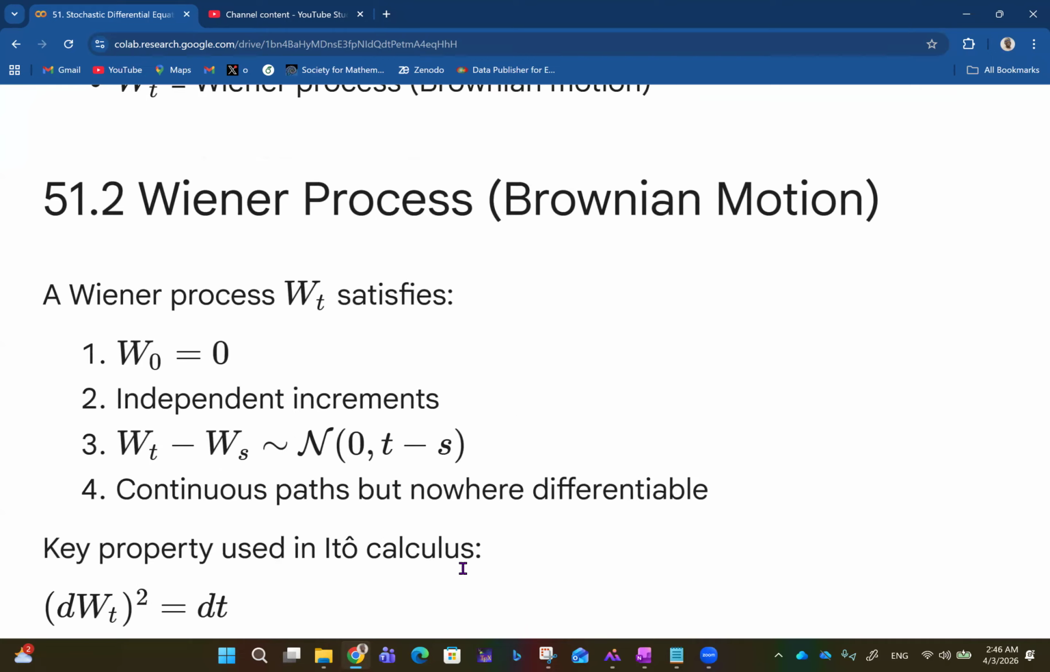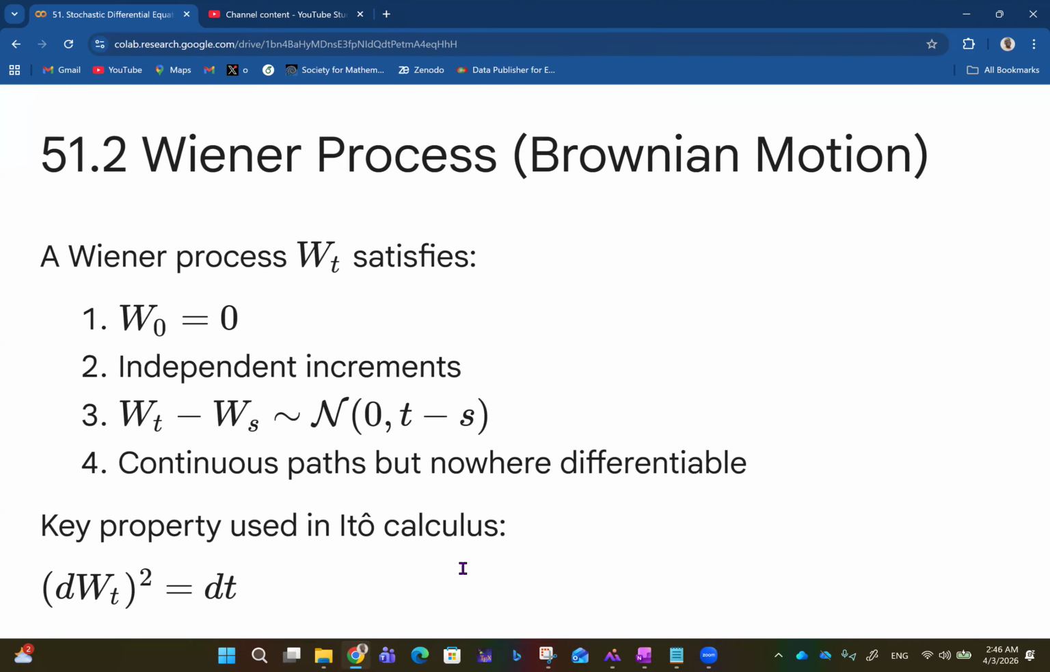As a refresher, we talk about the Wiener process or Brownian motion. A Wiener process W_t satisfies W_0 = 0. That means at time zero, the process is zero. Then it has independent increments, and W_t minus W_s is normally distributed with mean zero and variance t minus s. That's literally the difference between the time steps. And then we have continuous paths, but nowhere differentiable.